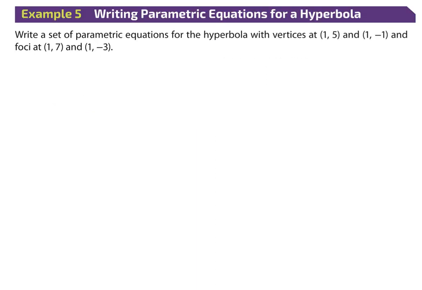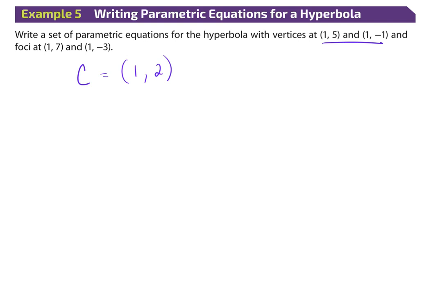It says write a set of parametric equations for the hyperbola with vertices at (1, 5), (1, -1), foci at (1, 7), (1, -3). All right. So finding my center is really easy. I'm going to take my vertices and just do my midpoint, right? Midpoint, when it's the same value, is that value. The average of 1 and 1 is 1. And then for the other, I'm going to say 5 plus -1, or 4 over 2. So my center is going to be at (1, 2). I just midpoint my vertices. That's simple for my center.